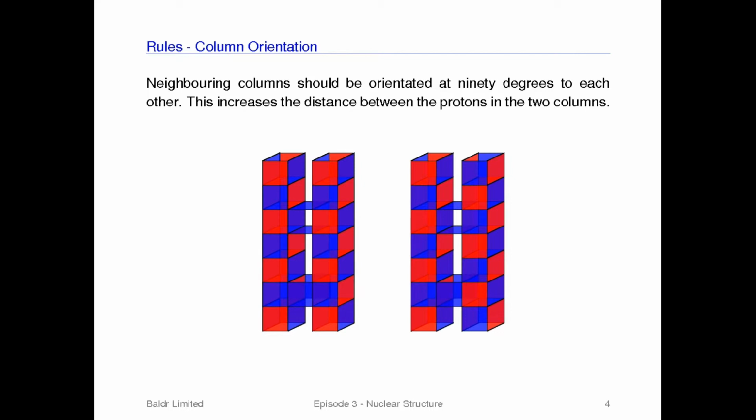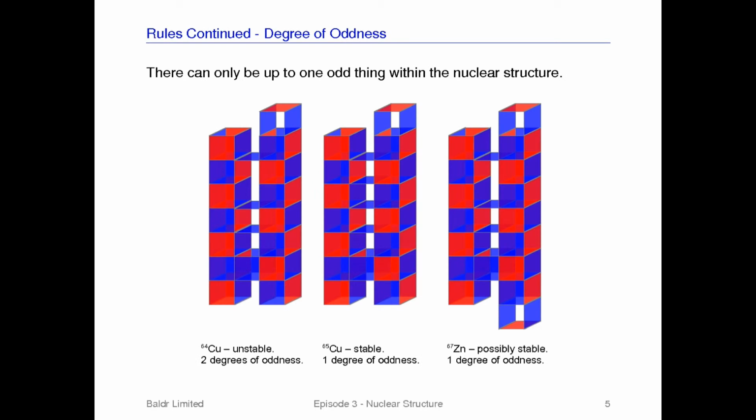Thus the right hand version is more stable because it increases the distance between the protons, hence decreasing the repulsive force between them. The same thing happens in quad column nuclei, where neighbouring columns are twisted by 90 degrees compared to each other. The final rule relates to the degree of oddness of a structure. This equals the number of unpaired objects within the structure and must be equal to 1 or less for it to be stable, otherwise the thing will just break apart.